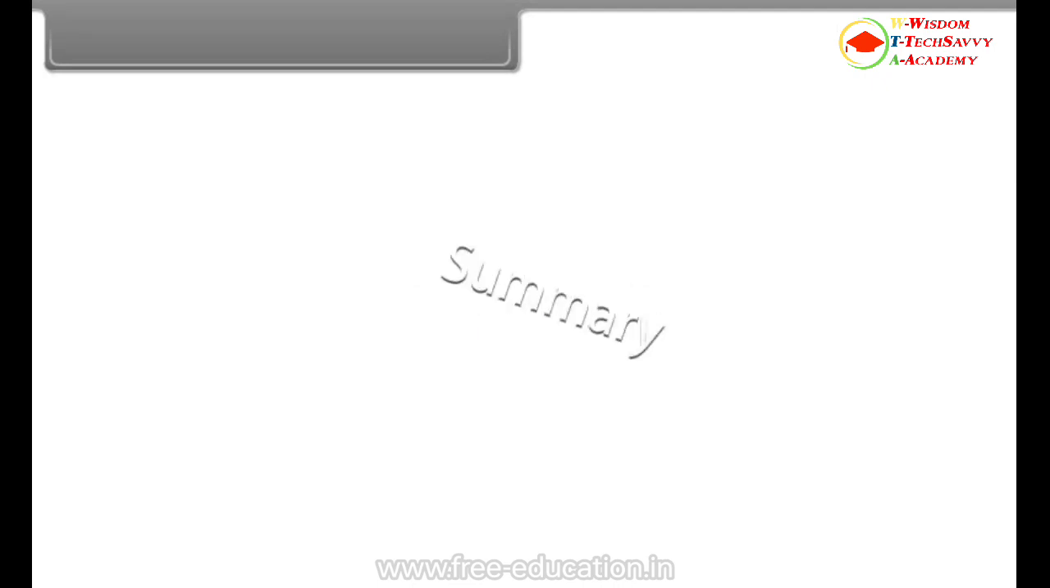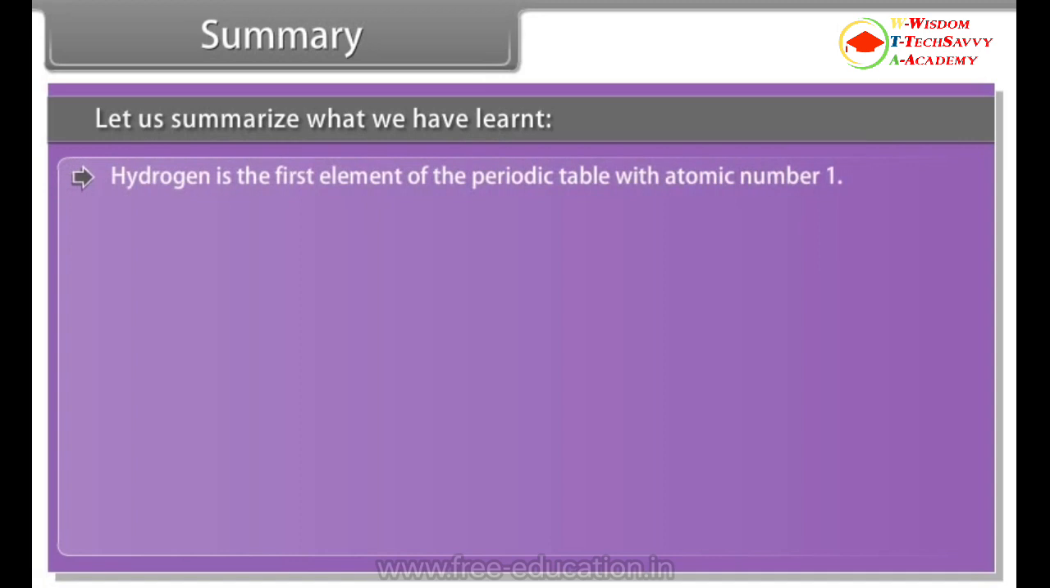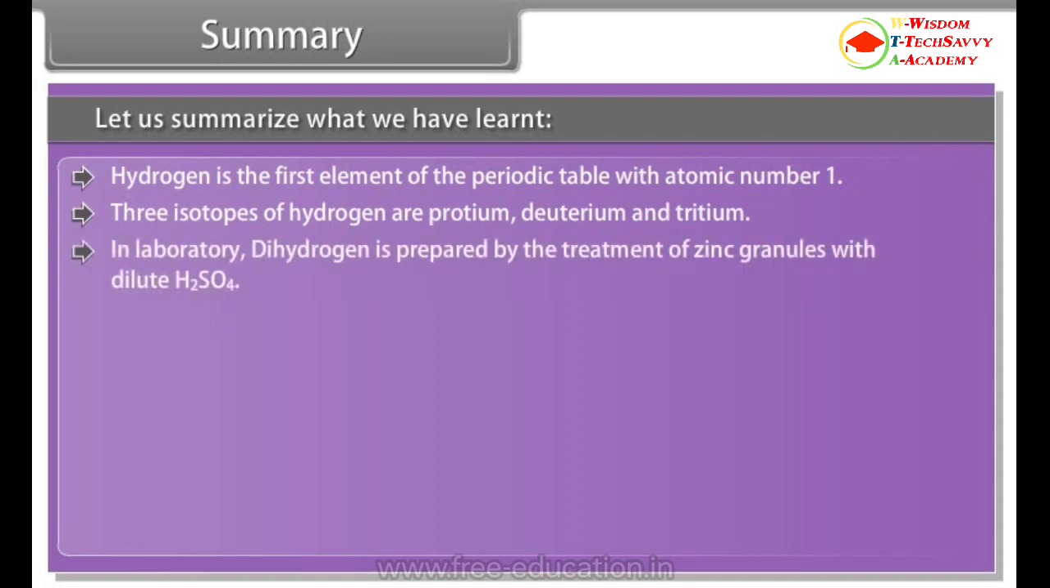Summary. Let us summarize what we have learned. Hydrogen is the first element of the periodic table with atomic number 1. Three isotopes of hydrogen are protium, deuterium, and tritium. In the laboratory, dihydrogen is prepared by the treatment of zinc granules with dilute sulfuric acid.